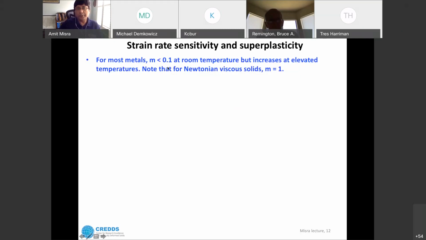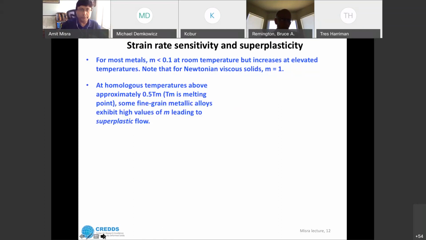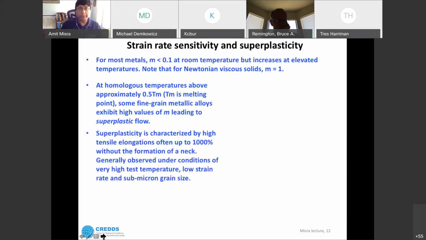And to get a sense of the strain rate and what it can do, even though it's a sort of side topic, I will remind of this phenomenon of superplasticity. An extreme value of m would be 1, which is like a Newtonian viscous solid, where you can easily deform it or pull it in tension. In some materials at high homologous temperatures, typically greater than 0.5 of the melting point, very fine-grained metallic materials that have high values of m are known to produce superplastic behavior, which is characterized by large tensile elongation, often greater than 1,000%, without the formation of a neck.